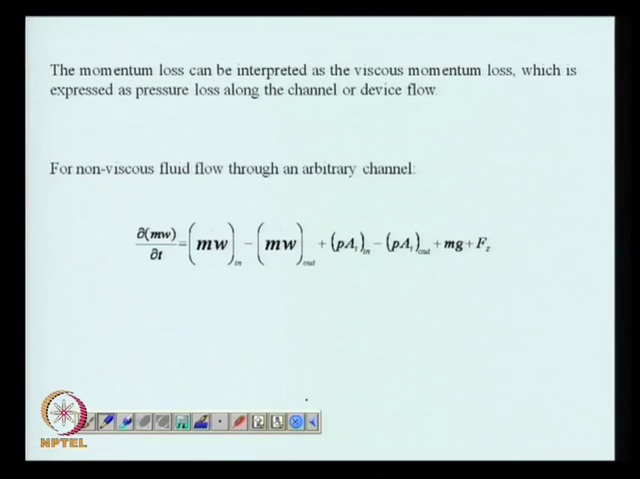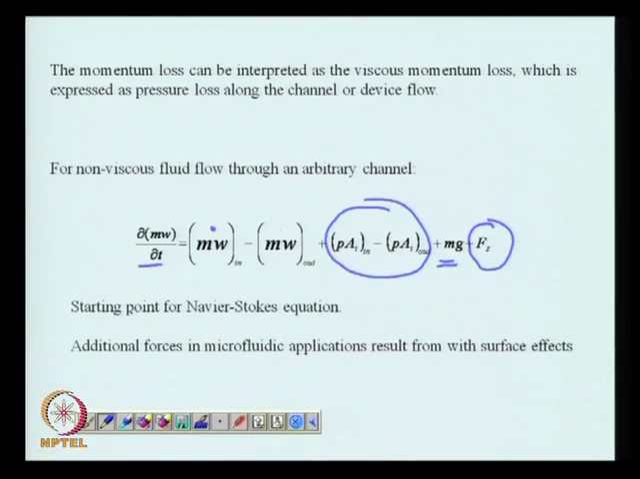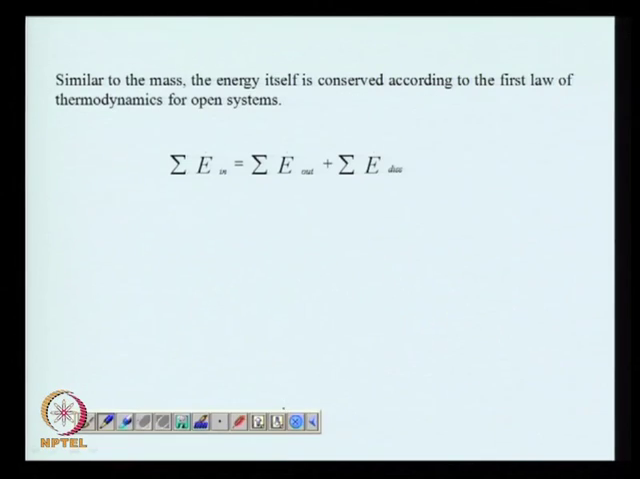Now, if you think of non-viscous flow in an arbitrary channel, then the time rate of change of momentum is the momentum that is coming in, the momentum that goes out with the flow, the surface forces which are acting in the form of pressure, the body force, and any other force which is there in this. So, this is essentially the starting point of the Navier-Stokes equation, and this results in additional forces in microfluidic applications, which could be due to different surface forces.